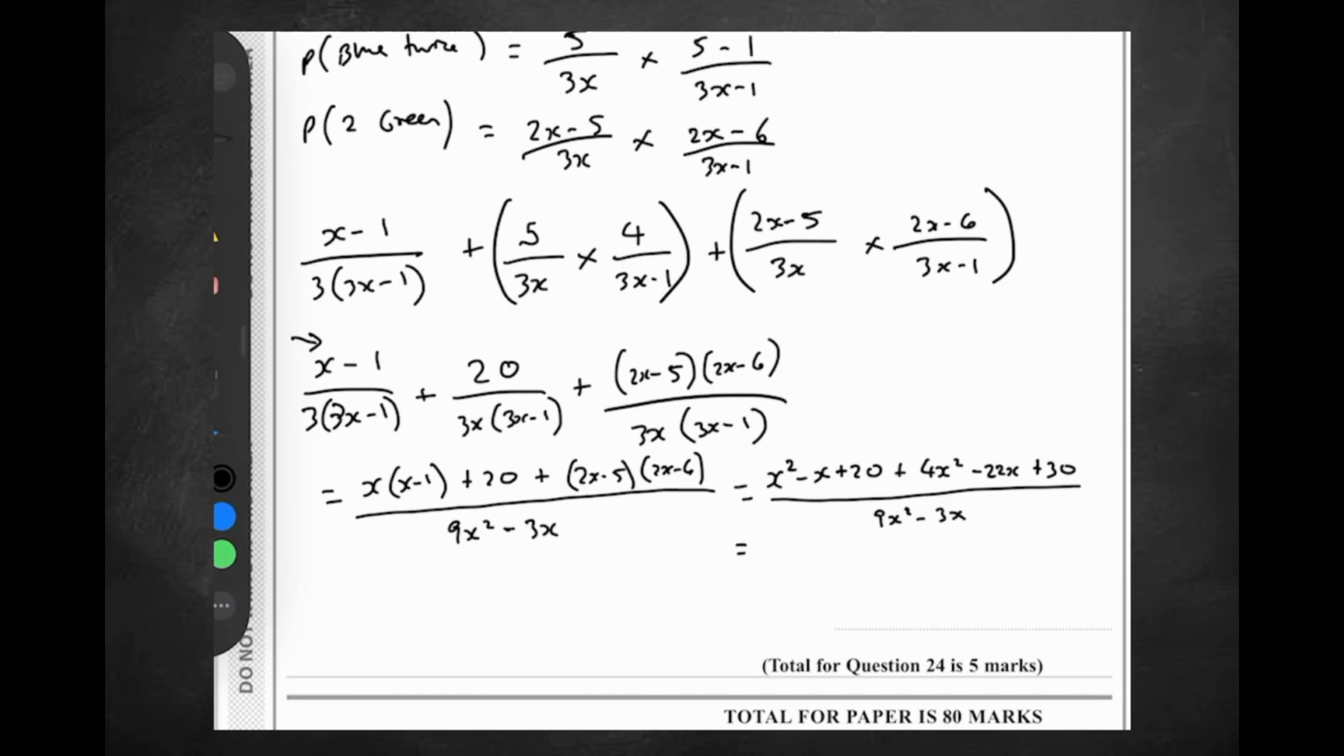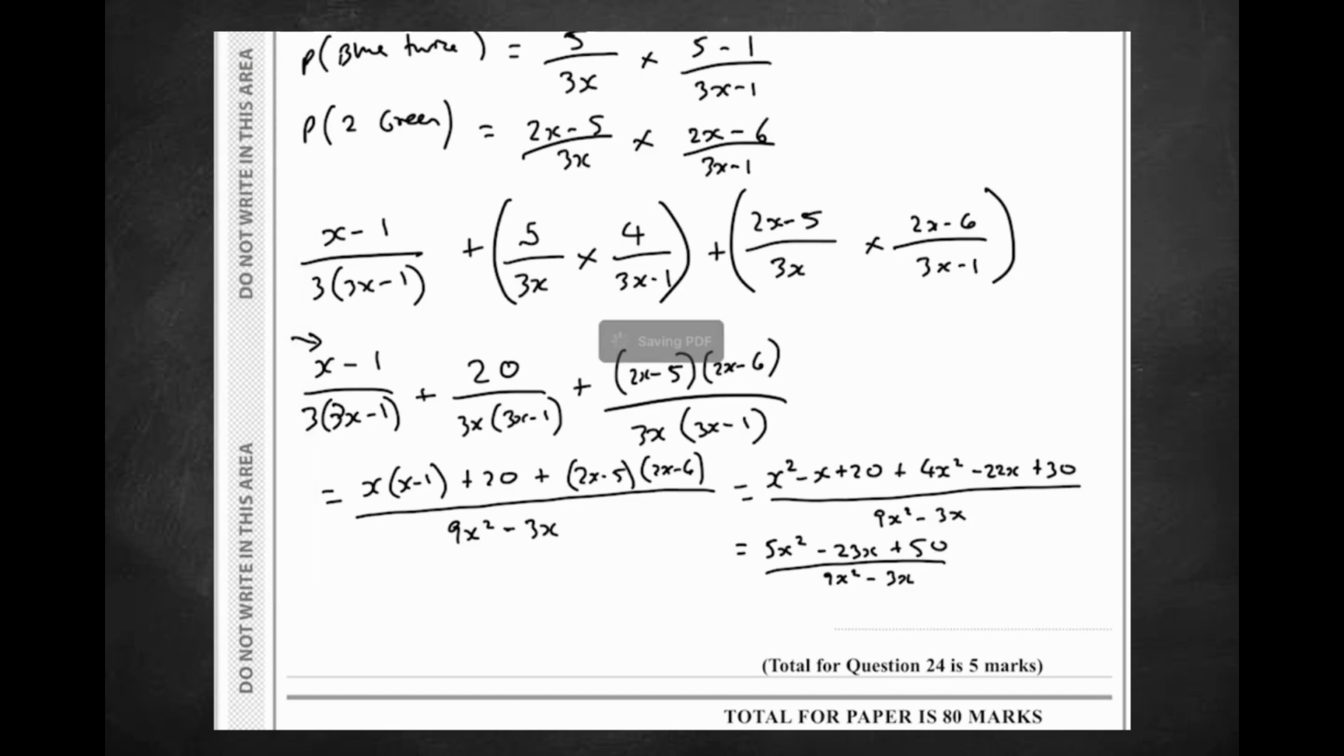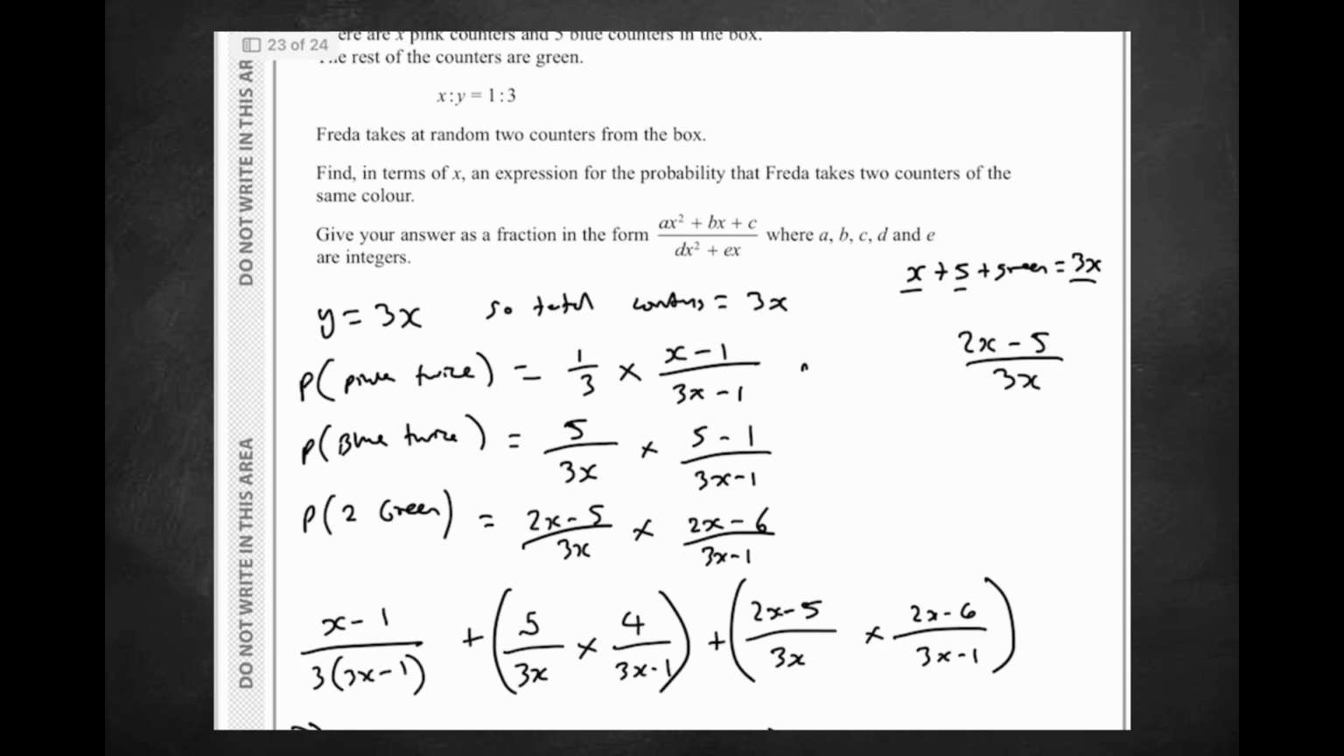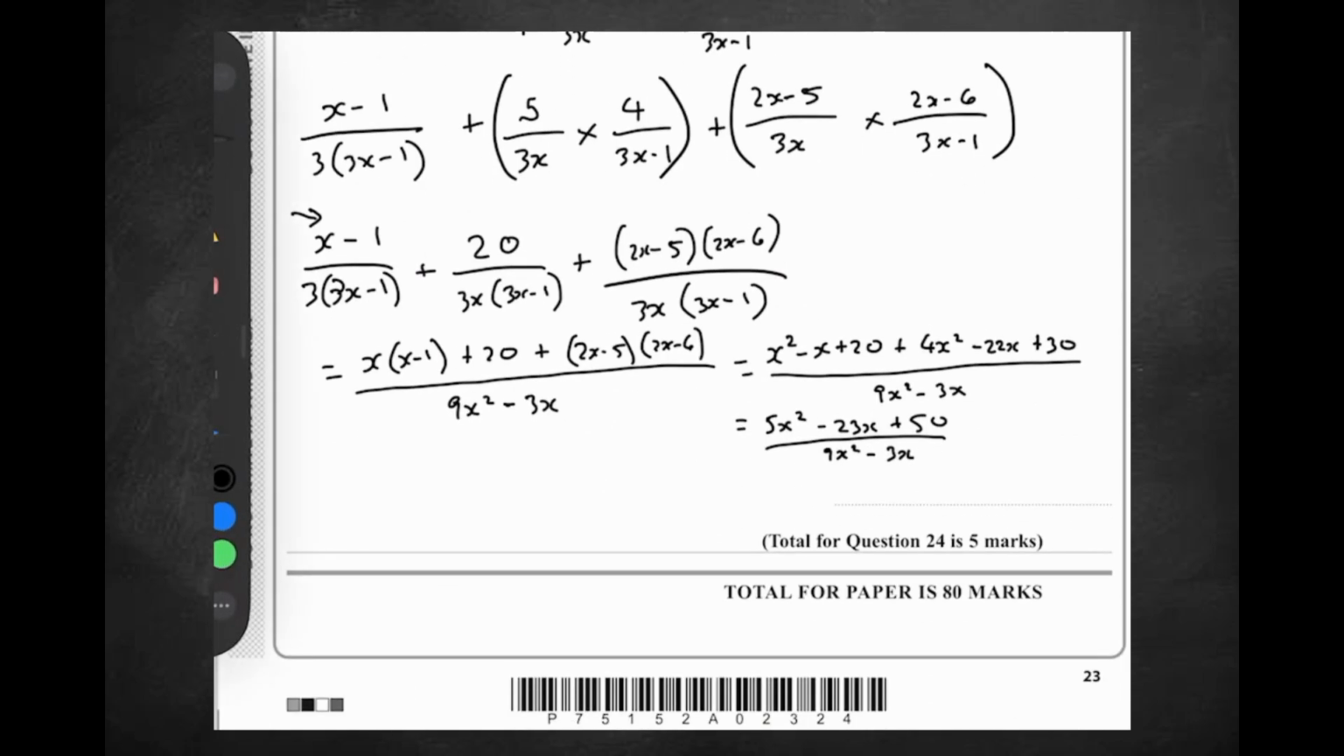Then we're going to say that is the same as 5x squared minus 23x plus 50 over 9x squared minus 3x. And I think that is the format the question wanted us to get it down to. It is. We couldn't make it any simpler than that. 5x squared minus 23x. As soon as I saw 23x and I knew 23 was prime, I was thinking we're going to struggle to simplify this. And that is our answer. And that is the final question.